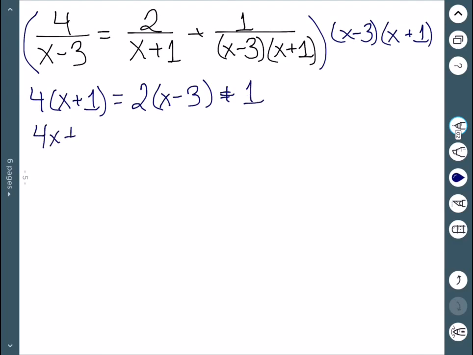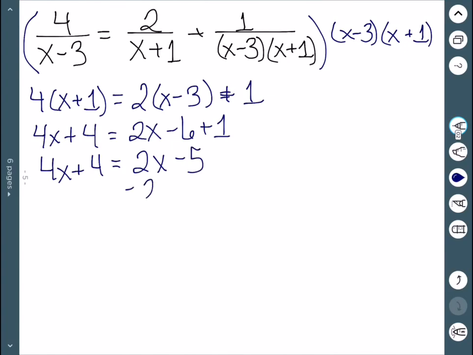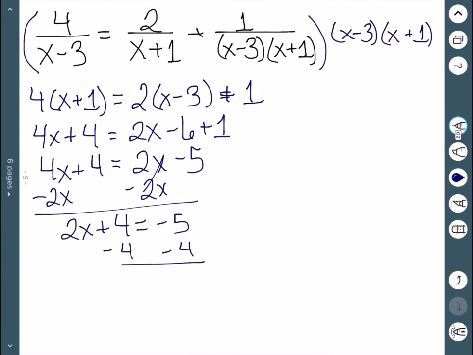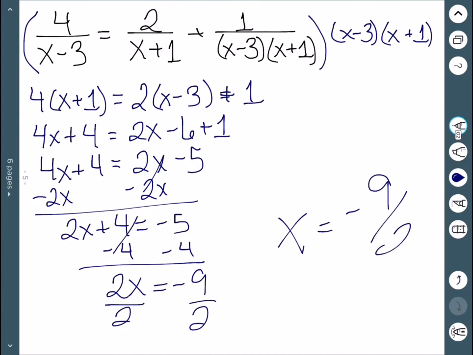Simplifying, I have 4x plus 4 equal to 2x minus 6 plus 1. That is 4x plus 4 equal to 2x minus 5. We'll move our variables to the left-hand side, so subtract 2x. That gives us 2x plus 4 equal to negative 5. Subtracting 4 from both sides then leaves me with 2x equal to negative 9, and we can divide by 2 to get that x is equal to negative 9 over 2.